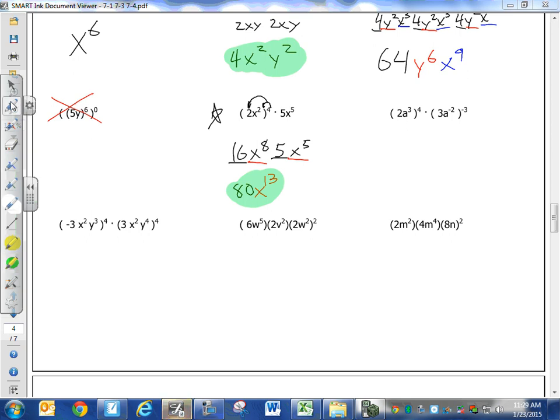Ms. Clemens. Why don't you add the big number? Because this is all multiplication. It's 16 times x to the 8th times 5 times x to the 5th. There's no addition at all. It's all multiplication.